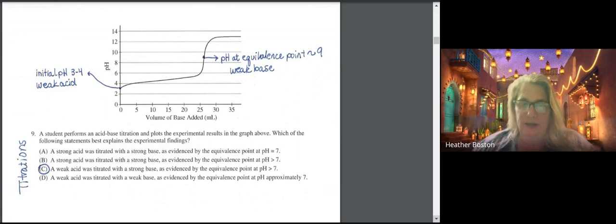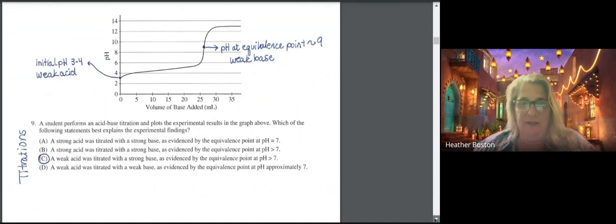So look at that. Once you figure that out, you can say it's a weak acid titrated with a strong base because the pH at the equivalence point is greater than 7. You don't even have to entertain D whatsoever because the pH at the equivalence point is not 7.